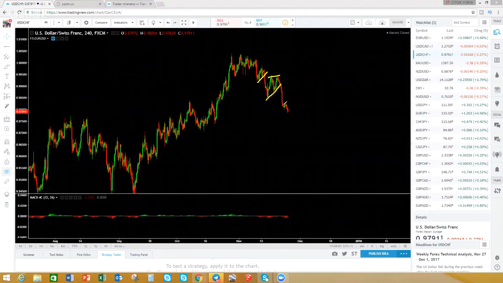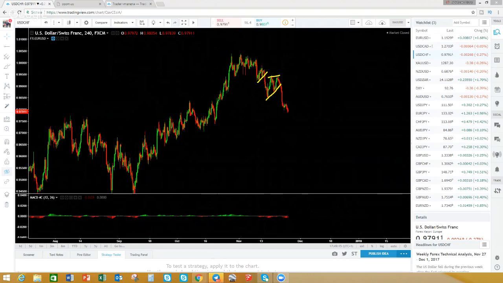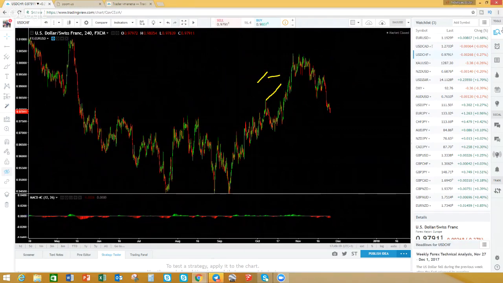Okay, so similar. Remember, we are now going to wave 4 here. This is the last bit of wave 4. And what I was looking at was the weekly chart. So there's still a whole lot of pips to the downside.